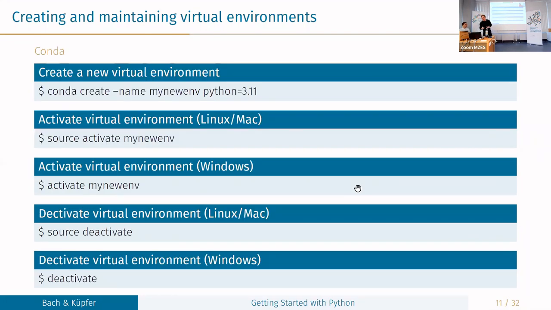And yeah, if you want to create a new virtual environment using Conda, the command would be conda create, then --name, and the name of the new virtual environment. So here, my new virtual environment. And then I already specified which Python version I want to use, so in this case, 3.11. Again, we need to activate it if we want to use this virtual environment: source activate my new environment, or simply activate my new environment, depending on your operating system.